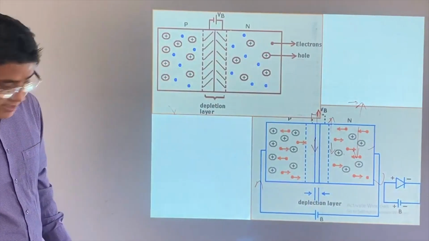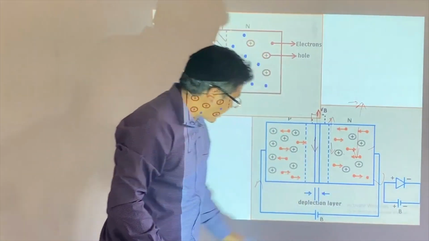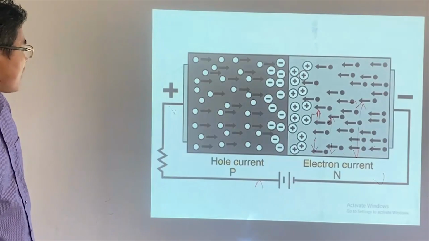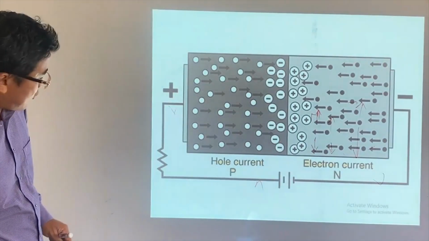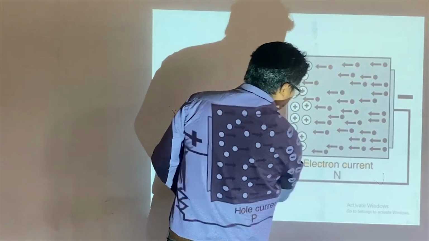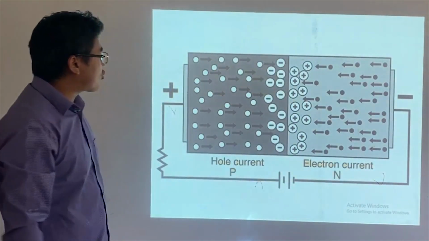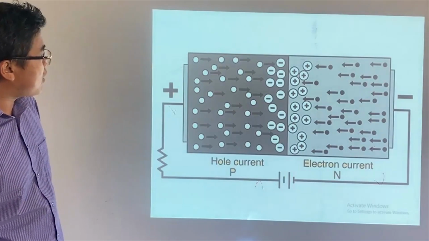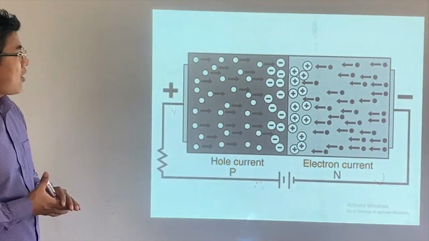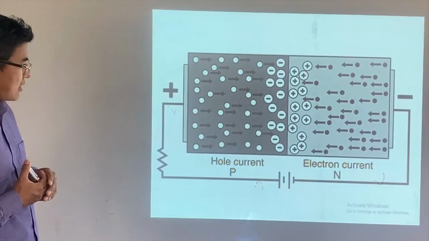Depletion region reduced. So you see the depletion region get reduced. This is what exactly we have in case of forward bias. This is an n-type semiconductor. You find so many electrons. Electron is the majority charge carrier. And this is a p-type semiconductor, where the hole is the majority charge carrier.